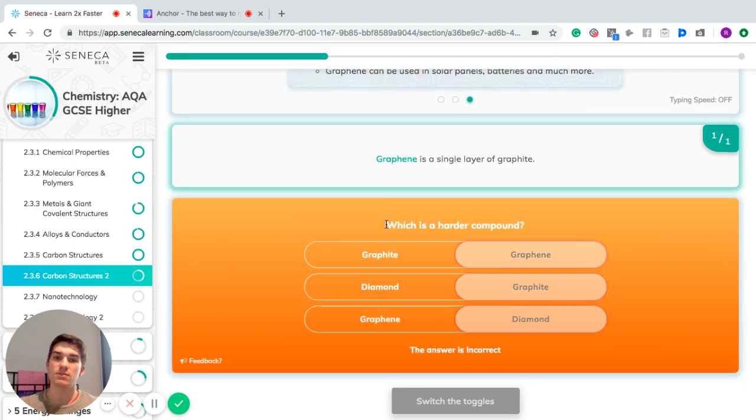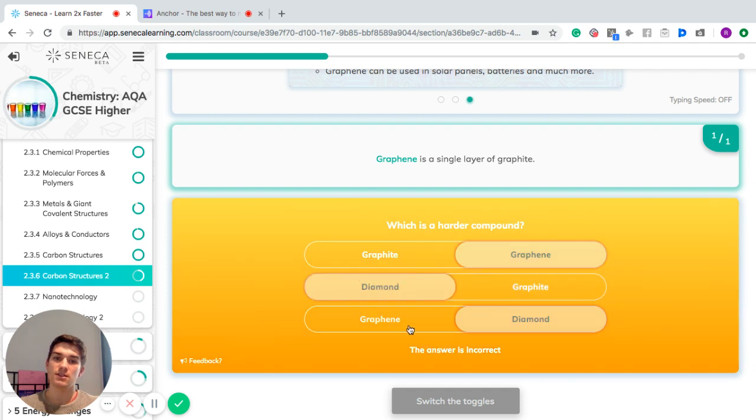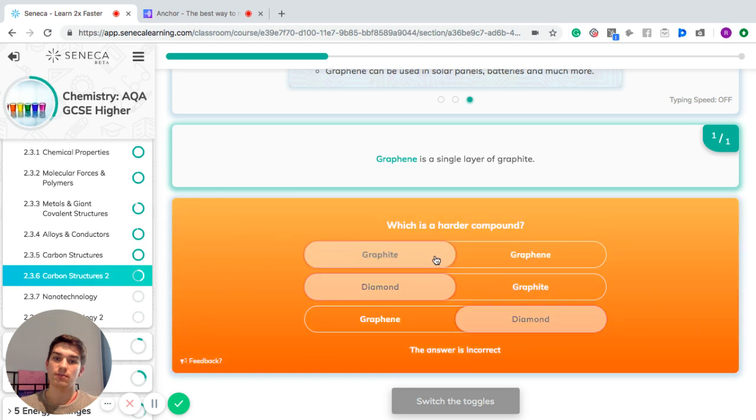And in terms of thinking about which are harder compounds, graphene is harder than graphite. That's because it doesn't have layers. Diamond is harder than graphite, and diamond is harder than graphene.